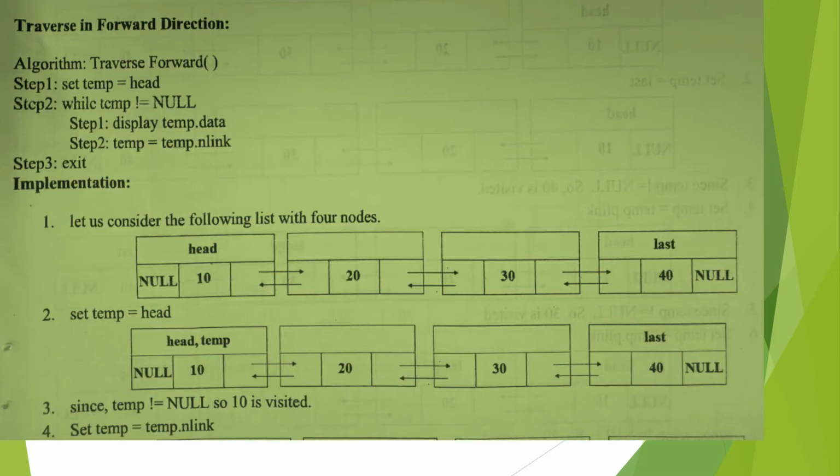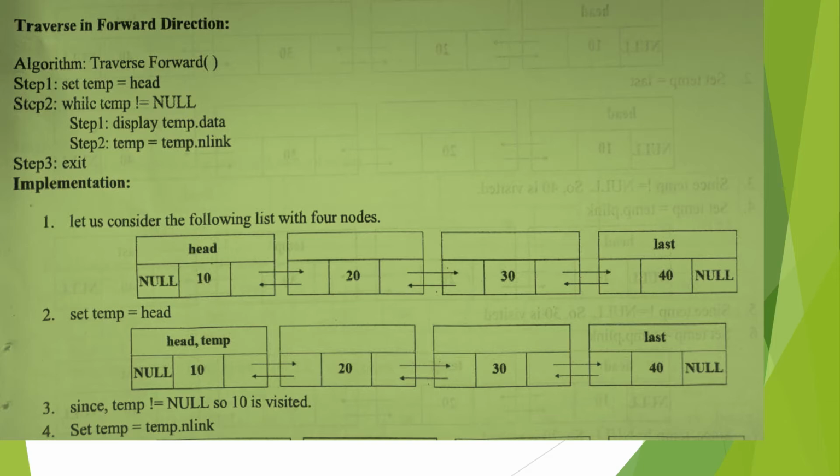Firstly, traversing in forward direction. Since we are traversing forward direction, we will use only n link, means next link only. We have to traverse each element until temp not equal to null, because the last element contains null, so until null we will traverse each element. Let us see the implementation.